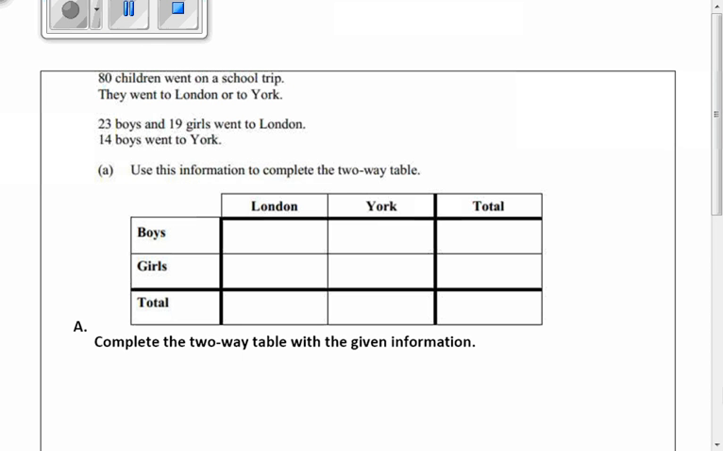Last question, 25. 80 children went on a school trip, so that's a total of 80. They went to London, New York. 23 boys and 19 girls went to London. 23, 19. That's a total of 42 went to London. 14 boys went to York, so that means there were 37 total boys. That means there were 43 total girls, and that means that 24 girls went to York. So the total people that went to York was 38.